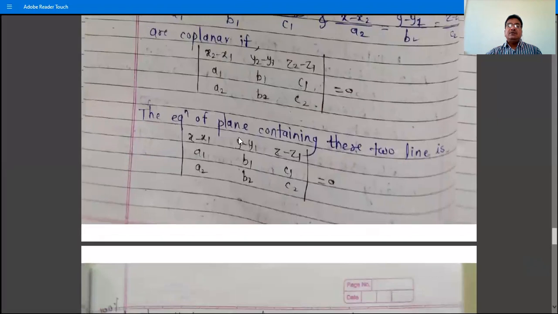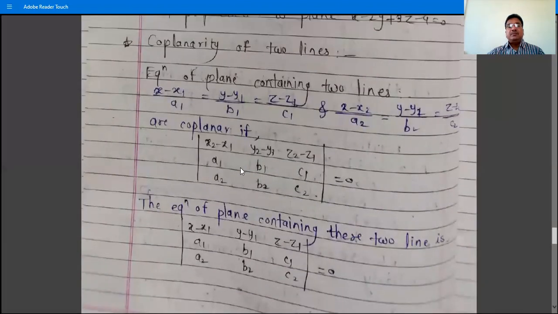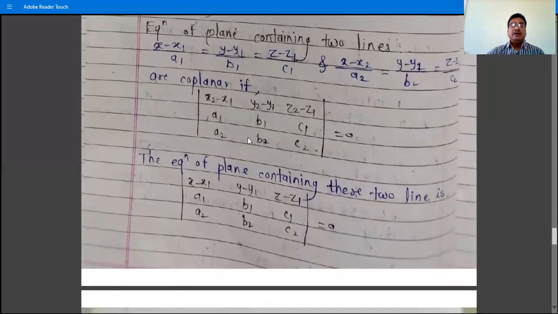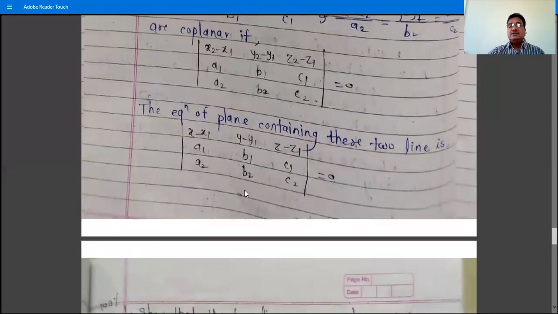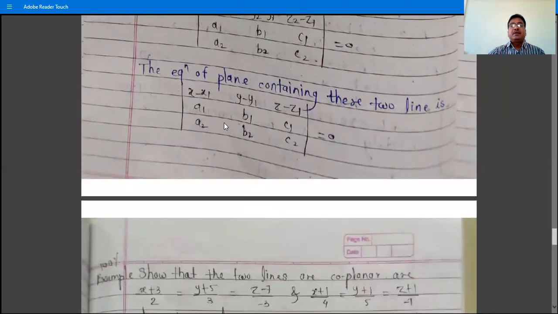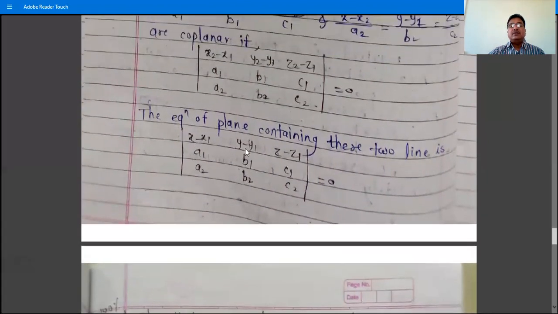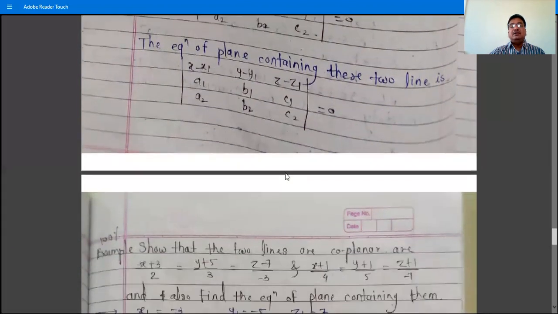And what is the equation of the plane containing the two lines? So if the two lines are coplanar, it means both the lines lie in the same plane. And the equation of the plane that contains both the lines is what? x minus x1, y minus y1, z minus z1 as first row. Then second row is a1, b1, c1, and a2, b2, c2. So the determinant is equal to 0. This formula gives the equation of the plane containing these two lines.